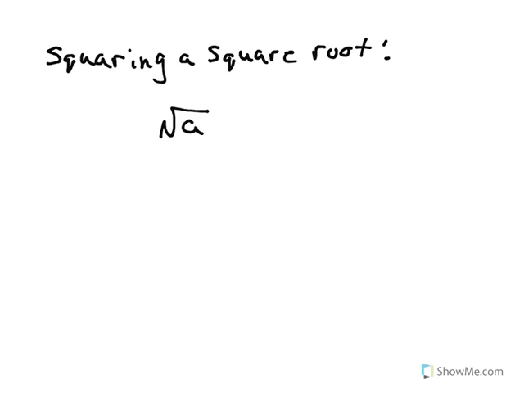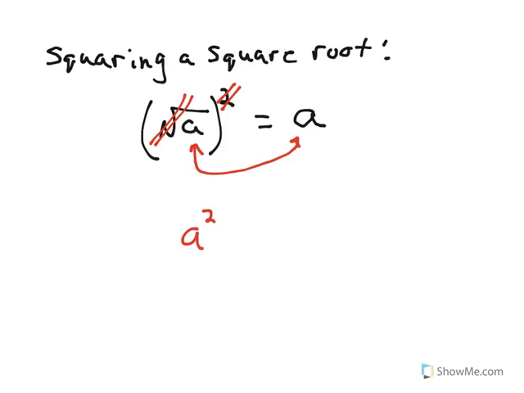Squaring a square root. If we square the square root of a, the answer is the radicand, a. So it's like the square cancels out the square root. Also, if we take the square root of a square, the answer again is the radicand, or the base of the radicand. Same concept, the square root cancels out the square.